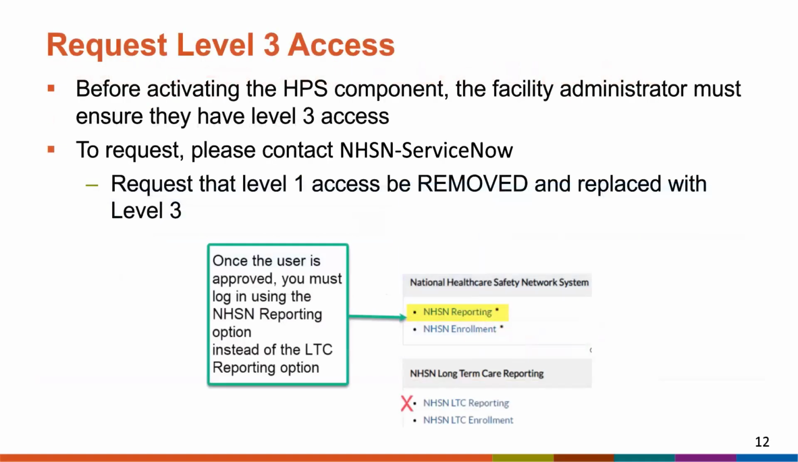As previously mentioned, the first step in entering annual flu data is requesting Level 3 access if it has not already been granted. Facility administrators will need to send an email to NHSN ServiceNow with the subject line, SAMS Level 3 Access. In the body of the email, facility administrators will request that Level 1 access be removed and replaced with Level 3. It usually takes between 1 to 2 days for the help desk to add Level 3 to the user's profile. Once you are approved, you will log into the application as seen in this screenshot by selecting NHSN reporting, not long-term care reporting.